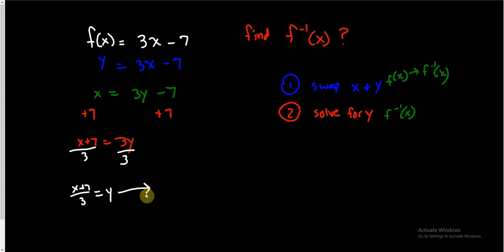Nice, I think I just found the inverse. So instead of calling it y, let's go ahead and give it the proper name. f inverse of x is equal to x plus 7 divided by 3.